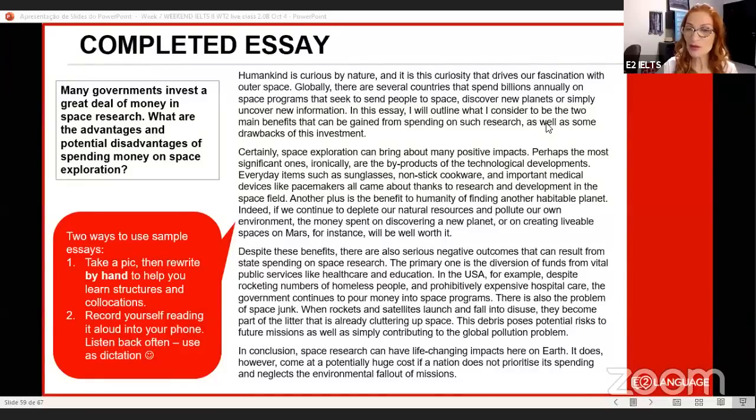So to have a position throughout the essay, it's right here in the first paragraph, we already have the position, right? We can clearly see here the position. I will outline what I consider to be the two main benefits that can be gained from research, as well as some drawbacks. Remember, as well as drawbacks. Here we go.